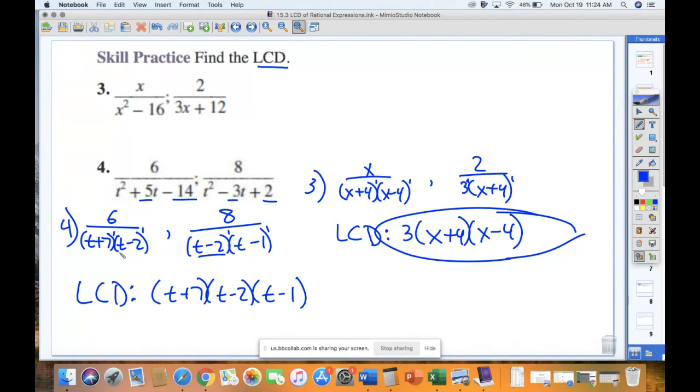Notice t minus 2 shows up in both, but it's unique one time. I don't have to write them both, and notice they're to the first power, so there's our least common denominator. It's okay to have three factors as your least common denominator. It is what it is. The process stays the same. The outcome we get is the least common denominator.